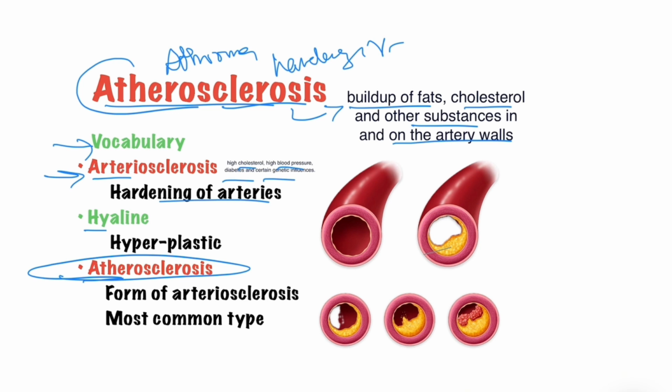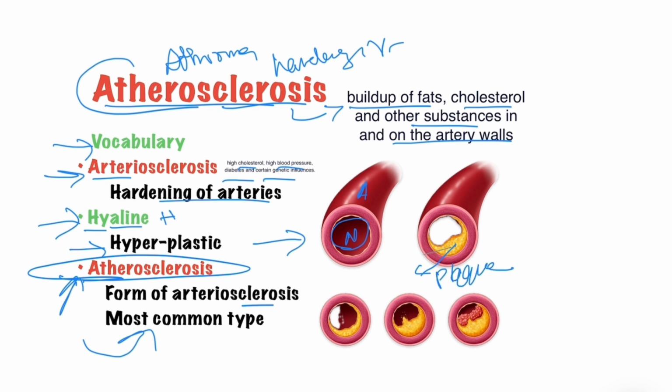The second one is hyaline. Hyaline is simply the buildup of hyaline protein in the artery, which is called hyperplastic arteriosclerosis. And finally, the most common form of arteriosclerosis is atherosclerosis. You can see this in the picture. In this picture, this is the artery, and this is the normal lumen. This is a normal artery, and there is plaque formation. This is the plaque, and it is always in an eccentric position. It will not cross the whole lumen.